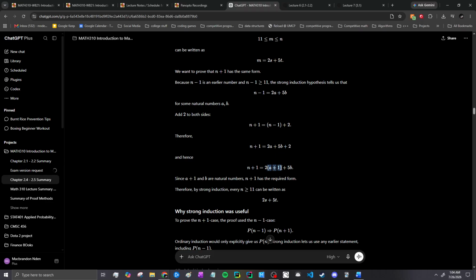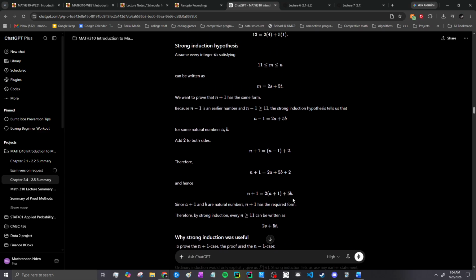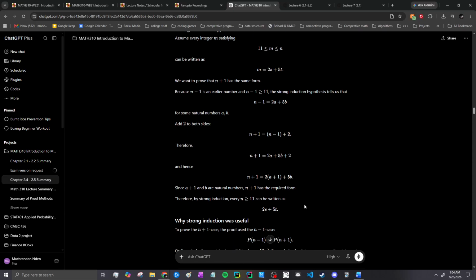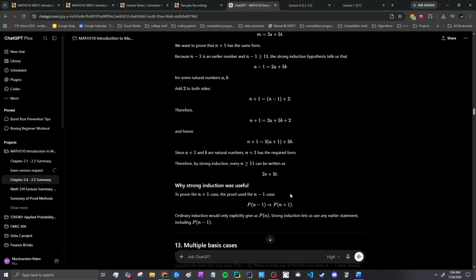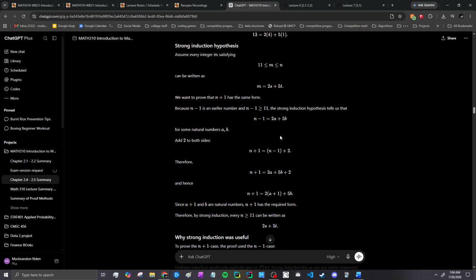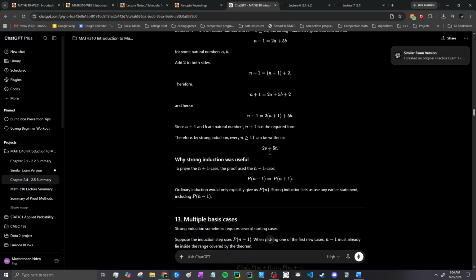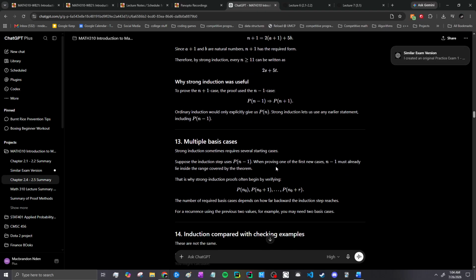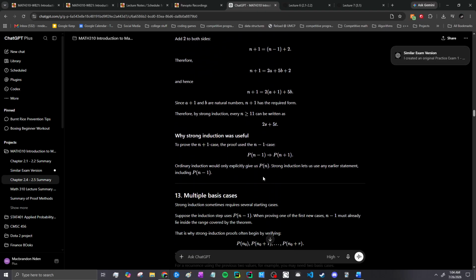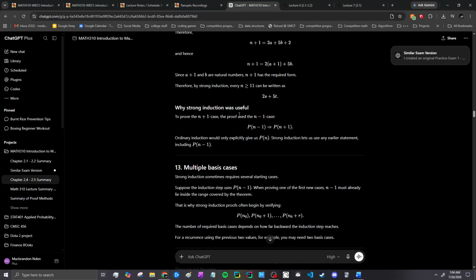Hence, since a plus 1 and b are natural numbers, n plus 1 has the required form. Therefore, by strong induction, this is quite an interesting proof, honestly. I guess it works. I gotta touch on the strong induction example. It's pretty hard to do.